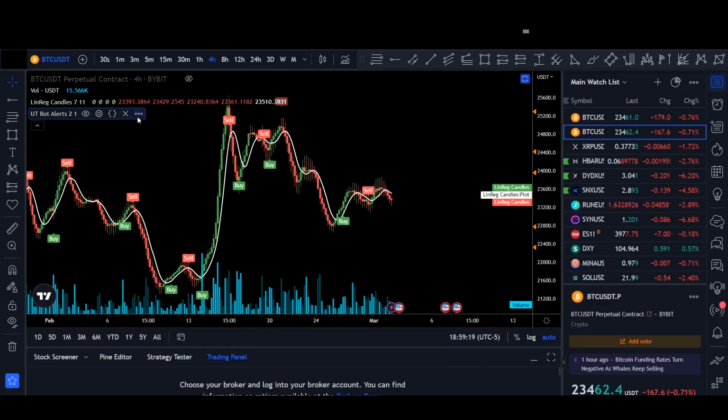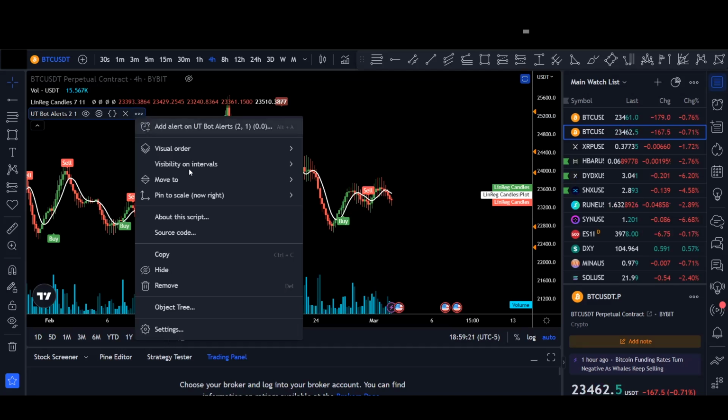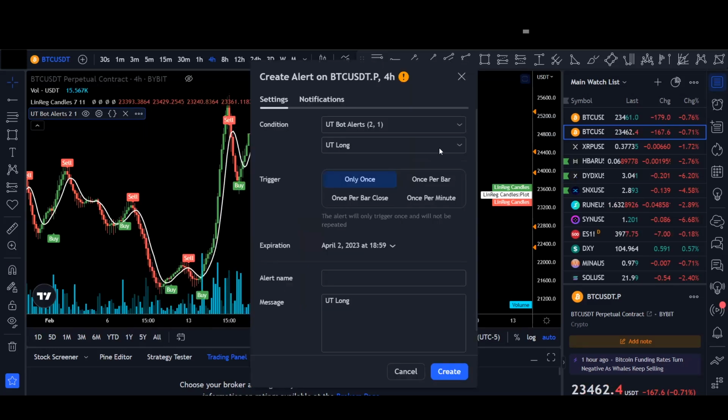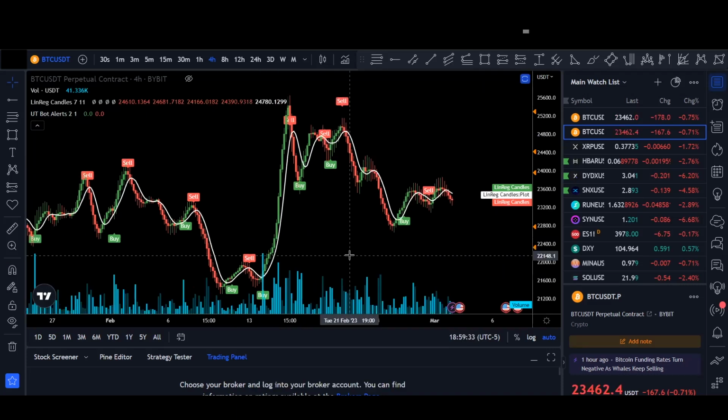And then for shorts, right, you'll go add alert and you'll do UT short. And then once per bar close as well. And then you'll click create. So every time that you get this short sell and this buy signal, you'll get alerted and you can come to the chart and you can make that calculated decision of what you want to do in that moment.